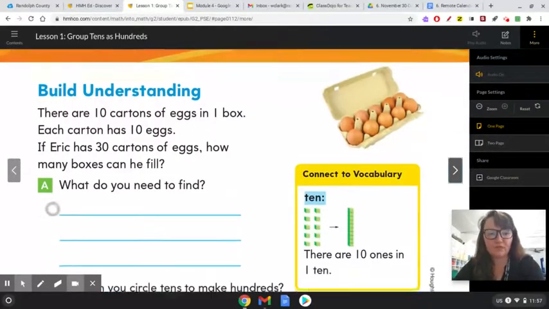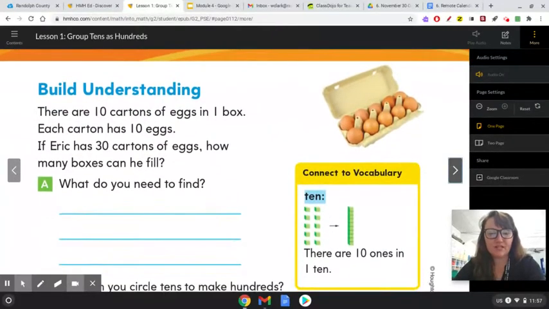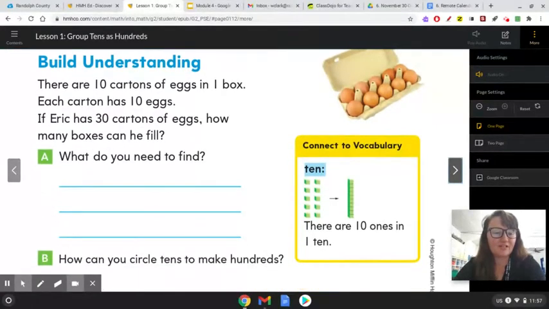Oh, they're still doing eggs. Now, in real life, usually eggs come in dozens, in 12s, not 10s, but whatever. There are 10 cartons of eggs in one box. Each carton has 10 eggs. If Eric has 30 cartons of eggs, woo, how many boxes can he fill? What do you need to find?